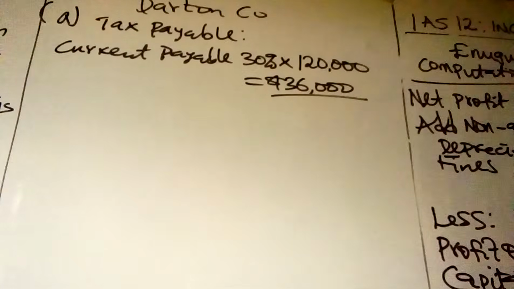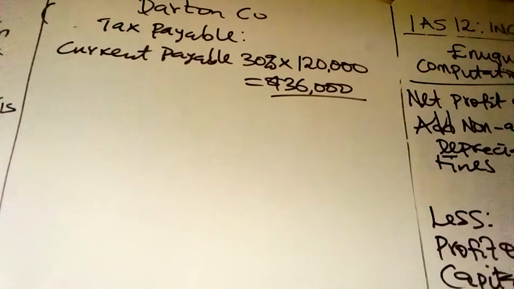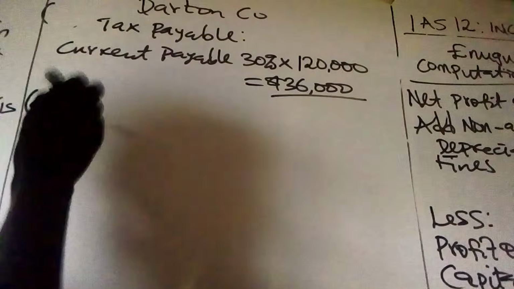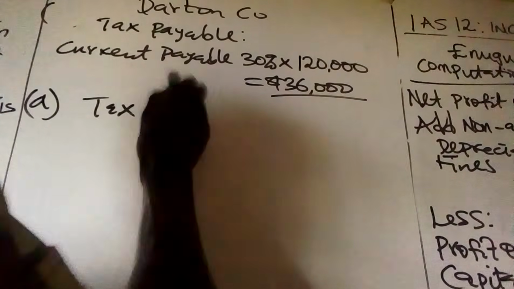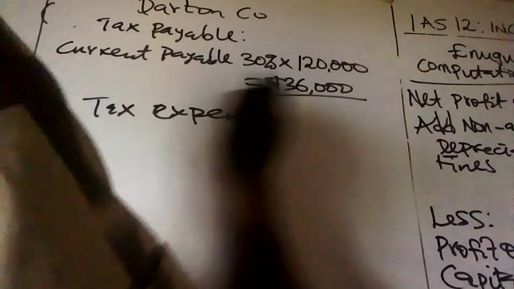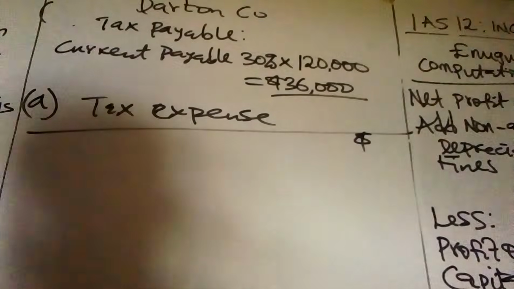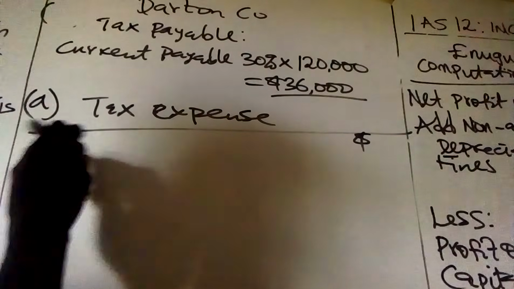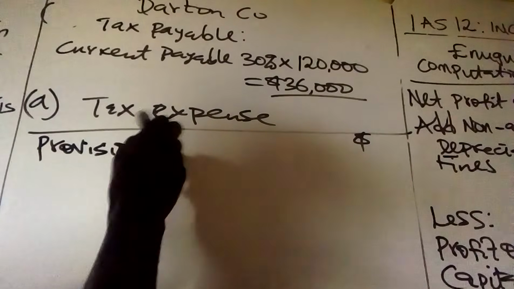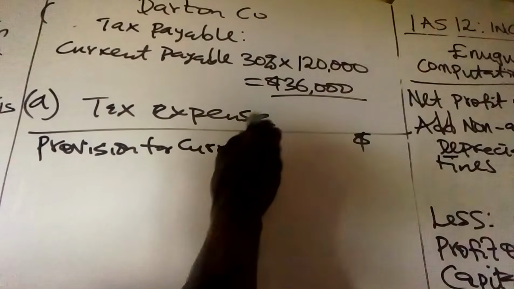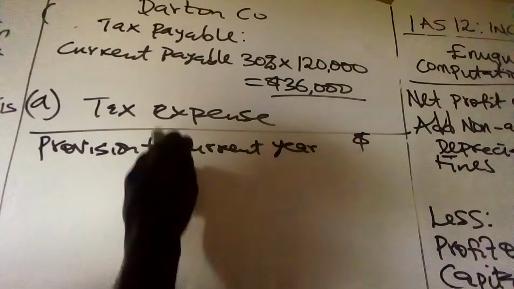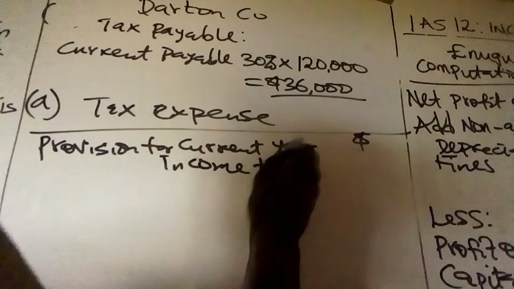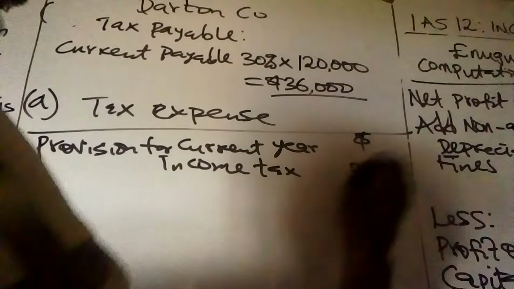Then you also have to compute the tax charge. Tax charge means the amount of tax that will be expensed in the statement of profit or loss. I've told you that to get that, you start with the provision for current year income tax, which is 36,000 as obtained above.